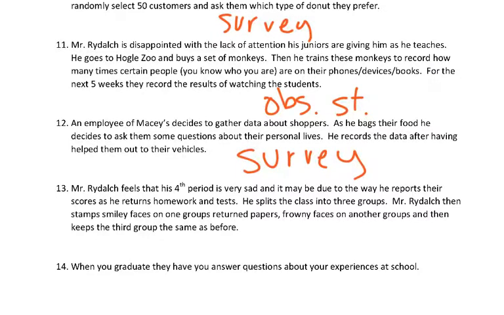13. Mr. Rydalch feels that his fourth period is very sad, and it may be due to the way he reports their scores as he returns homework and tests. He splits the class into 3 groups. Mr. Rydalch then stamps smiley faces on one group's return papers, frowning faces on another group, and then keeps the third group the same as before. I probably should have put another comma there. Okay, so again, we're testing something. We control some of these things, and so that would be an experiment.